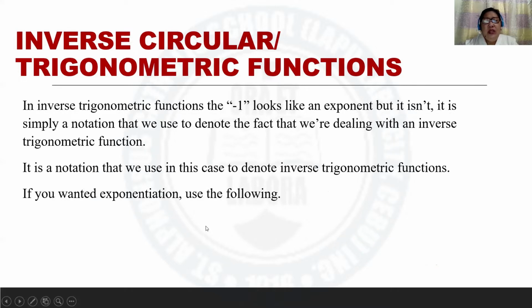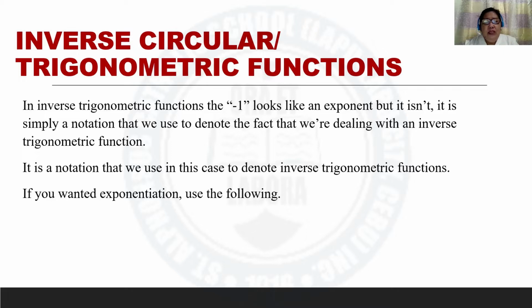In inverse trigonometric functions, the -1 looks like an exponent, but it isn't. It is simply a notation that we use to denote the fact that we're dealing with an inverse trigonometric function.